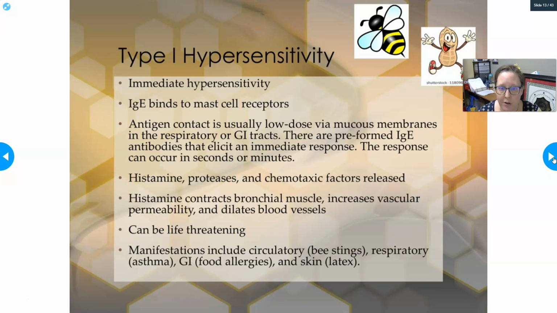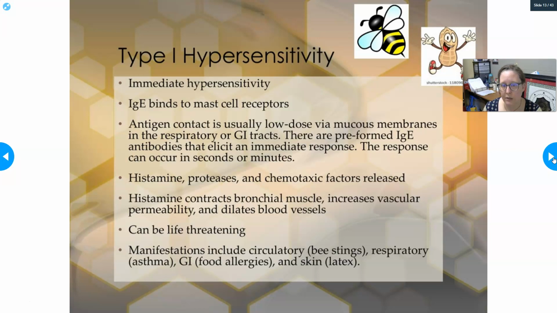So the antigen contact is usually low dose via mucous membranes, either in the respiratory or the GI tract. So something that's breathed in, like grass pollen, or ingested, in which case it would be in the GI tract. And they then have preformed IgE antibodies that will elicit an immediate response, and the response can occur in seconds or minutes. It causes the release of histamine, proteases, and chemotactic factors.